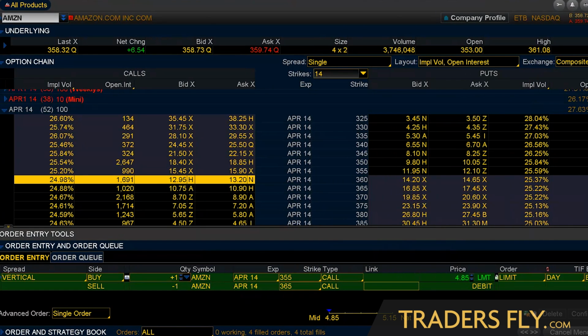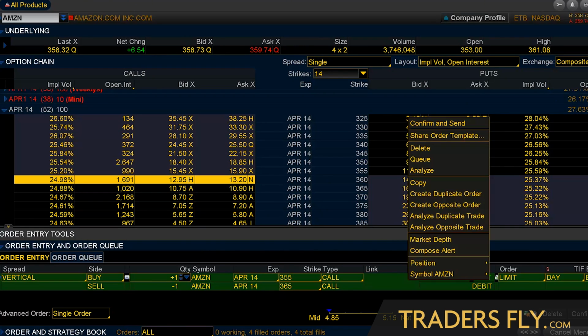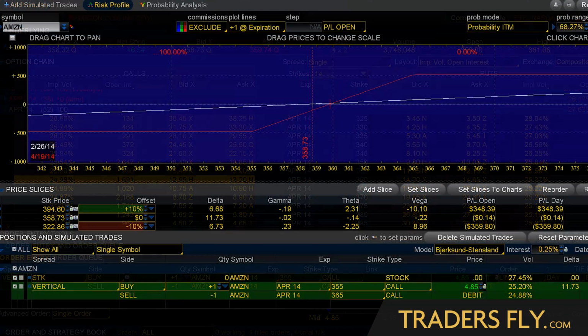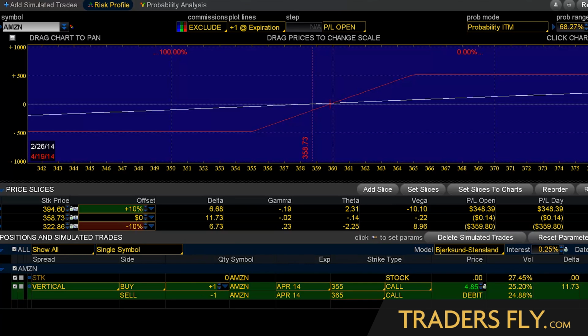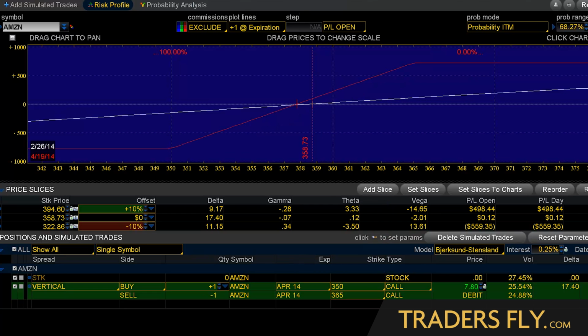analyze duplicate trade. Now you can see it already does all the calculations for you, and then when we analyze this, it'll give you one nice solid picture with one nice entry right here, so that way you can just manipulate the strike prices and you don't have to make individual orders.